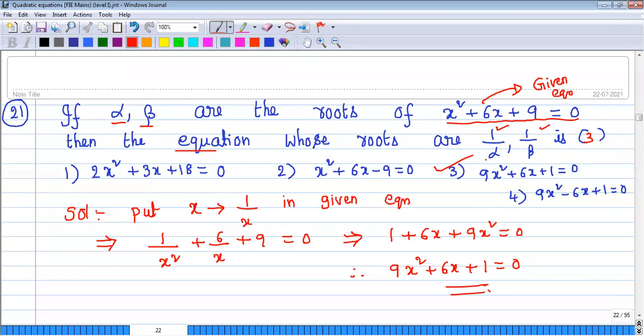Otherwise, x square plus 6x plus 9 is equal to 0 is x plus 3 whole square is equal to 0. The roots are x is equal to minus 3 and minus 3. Roots are actually, we need 1 by alpha, 1 by beta: minus 1 by 3, minus 1 by 3 are the roots. Sum will be minus 2 by 3. Product will be 1 by 9. So x square minus sx plus p is equal to 0. You can solve it, no problem. Any method you can solve, but this is my suggested method. So you should not restrict to one method. Whatever method you have the idea, you can explore yourself.